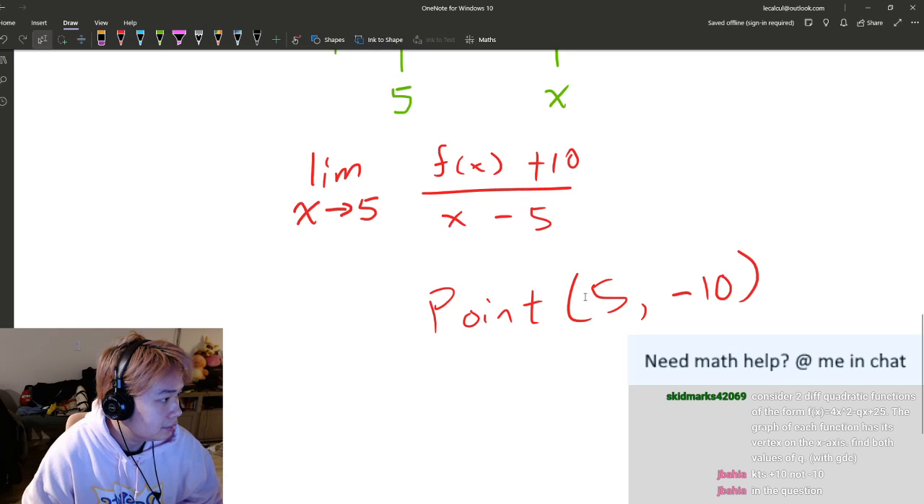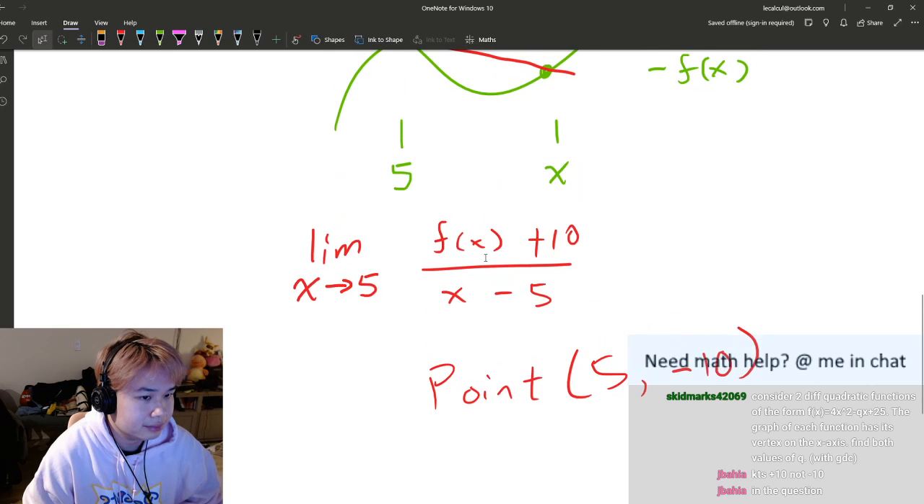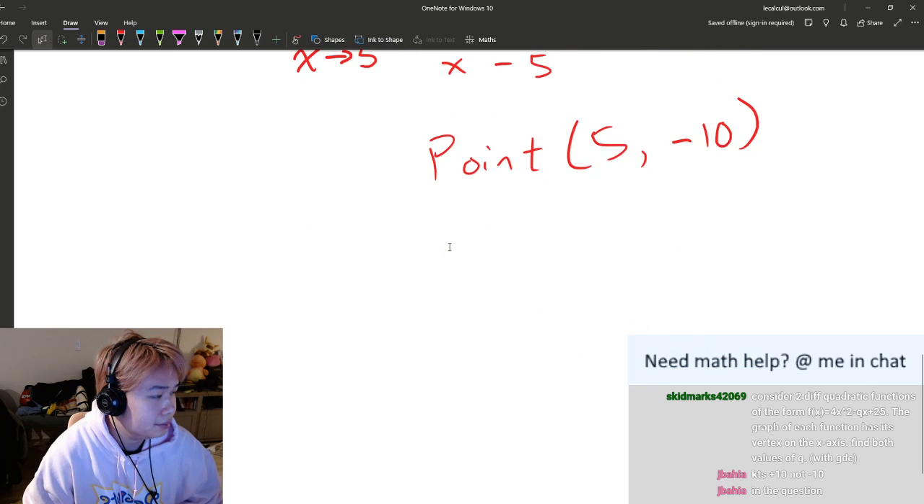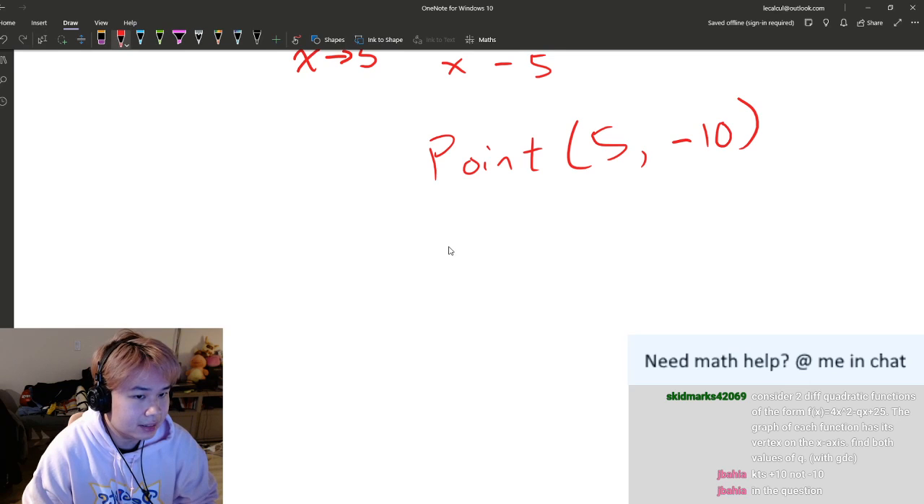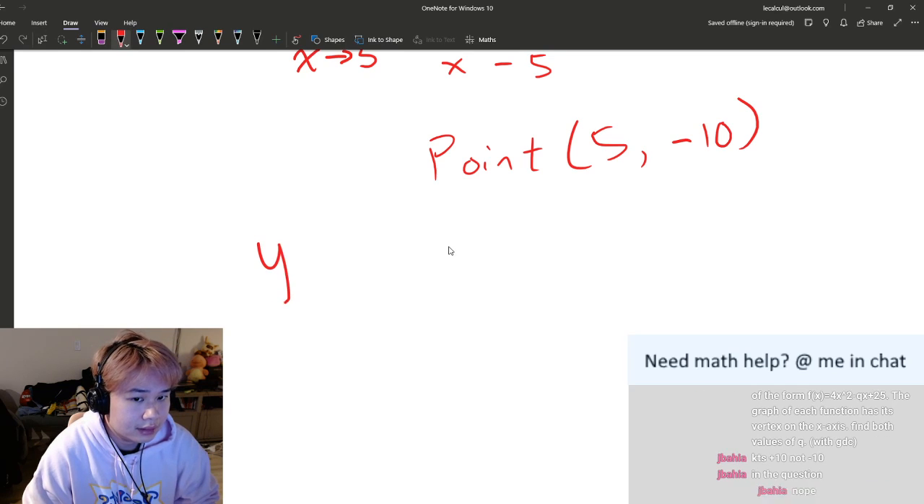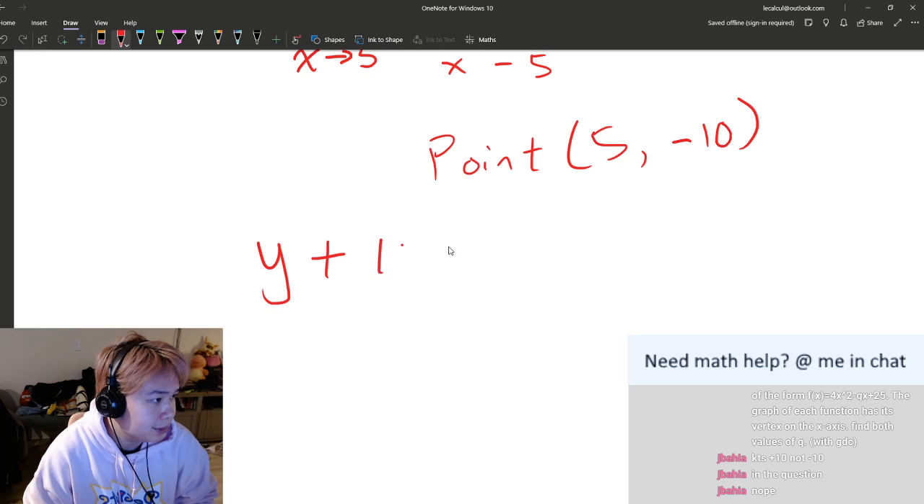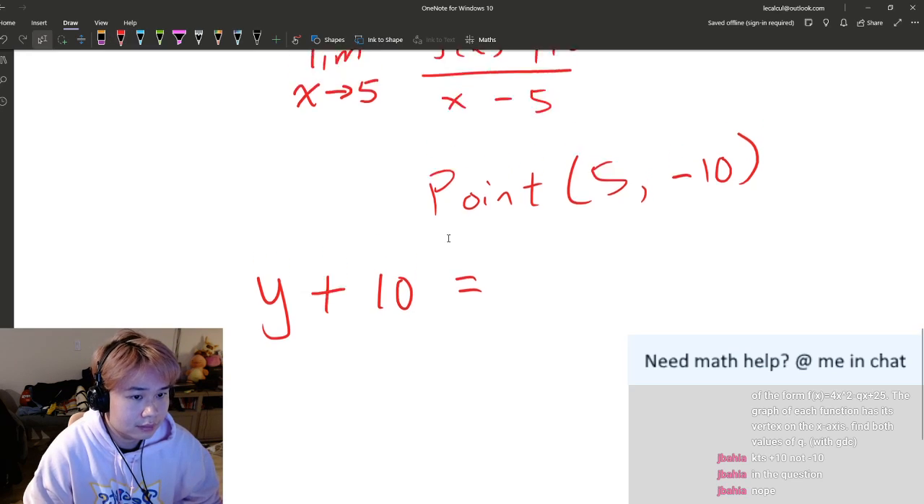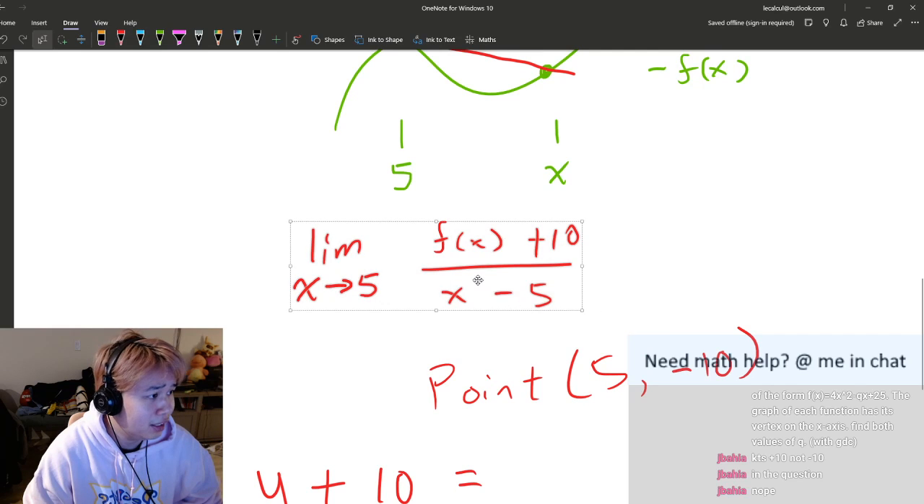Okay. Do you know what the function is though, Jazz? Because if you don't, then basically you know the point slope equation is y plus 10 is equal to all of this stuff.